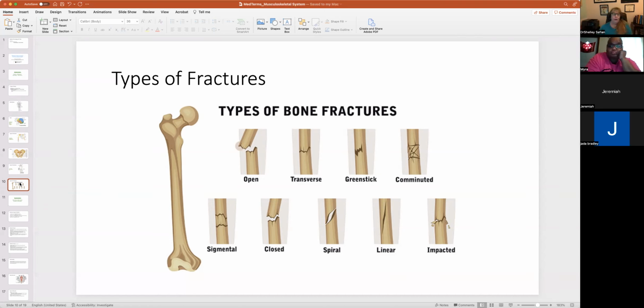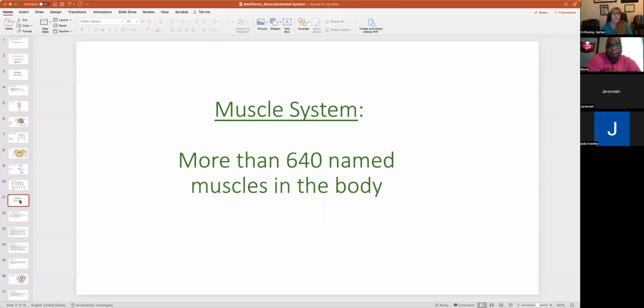All right. So, any questions with regard to the skeletal system? No. Okay, then let's move on to the muscles.